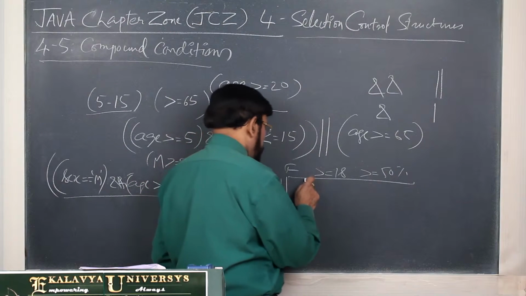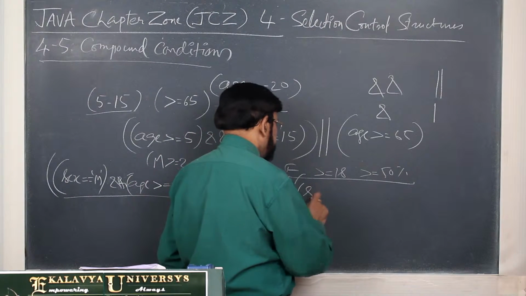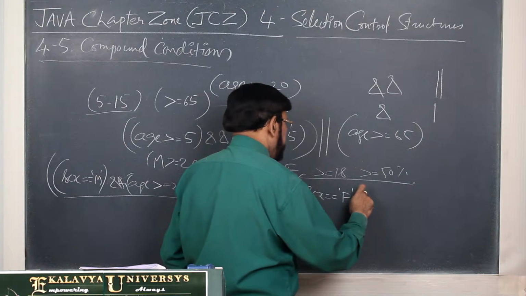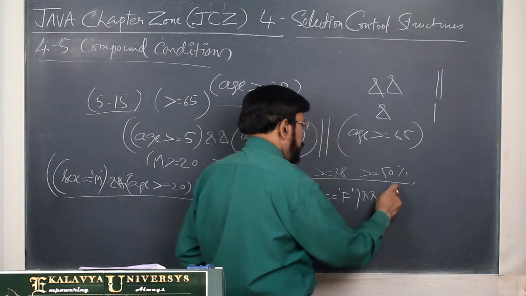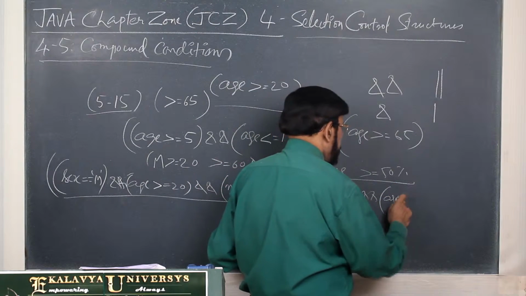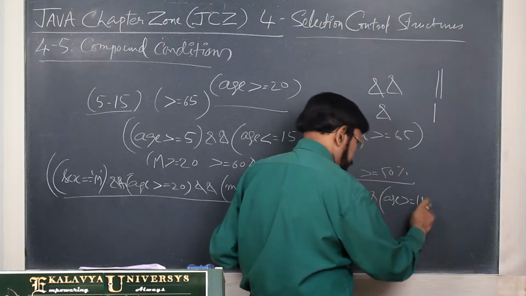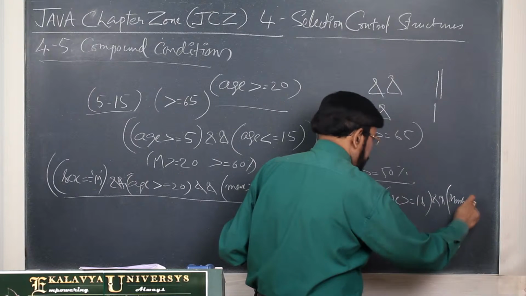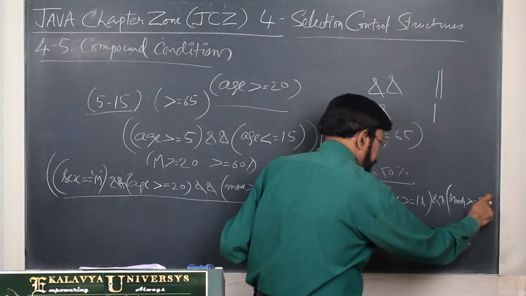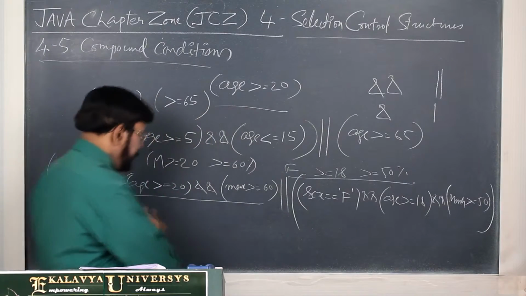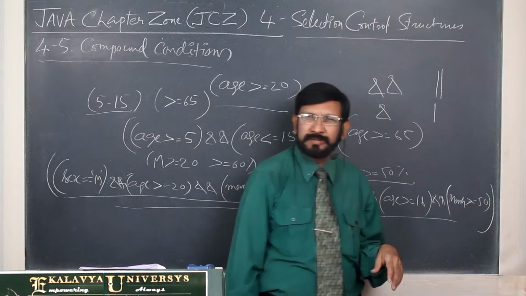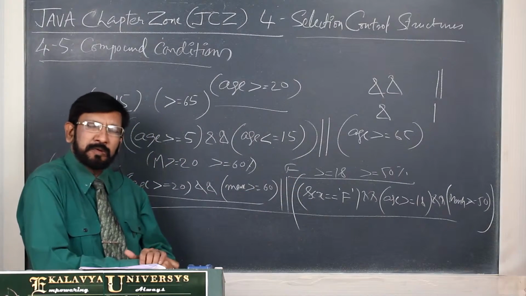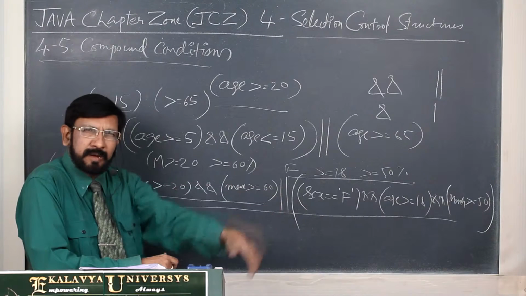Then let us come to the other group. Sex is equal to F, and the next one, age is greater than or equal to 18 and marks greater than or equal to 50. Now you see, in this manner you have to write. This is much simpler. So in real-time environments, you have to write much more complex, big compound statements.